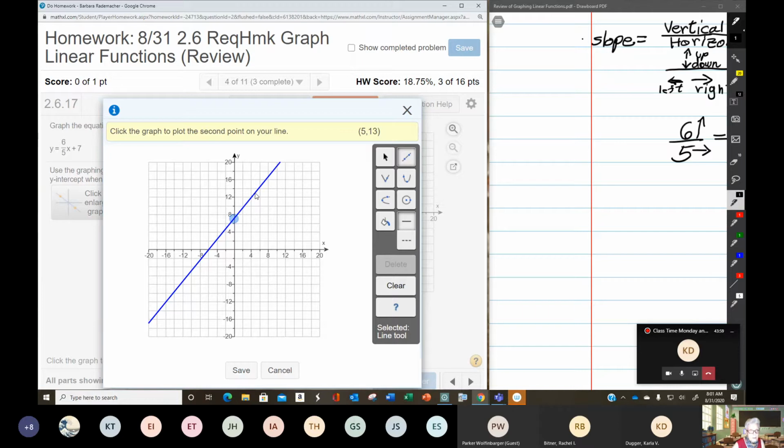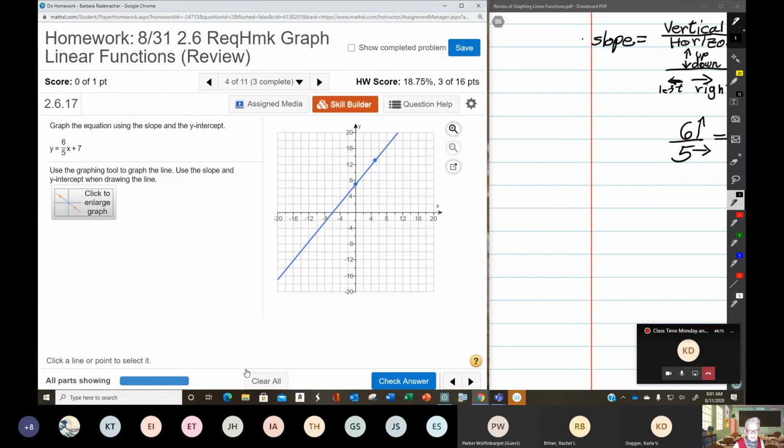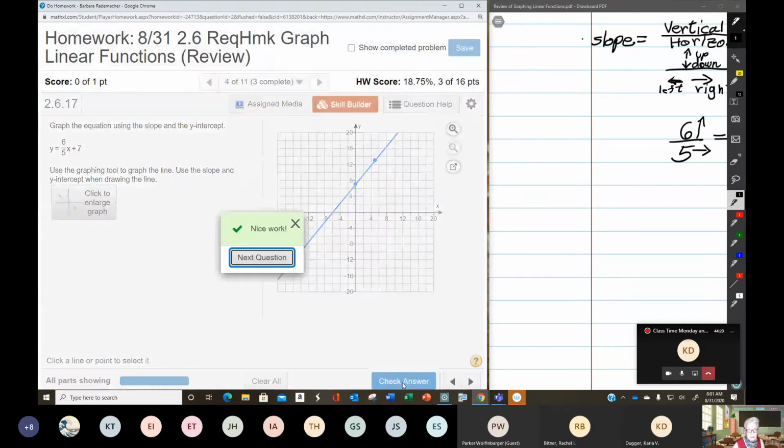Which would put me at 5, 13, so I want to make sure I'm not wavering and getting 5.1 or 13.7 or something like that. But no, it says 5, 13, so I'm going to click there. And then I'm going to save. And then I'm going to check my answer.